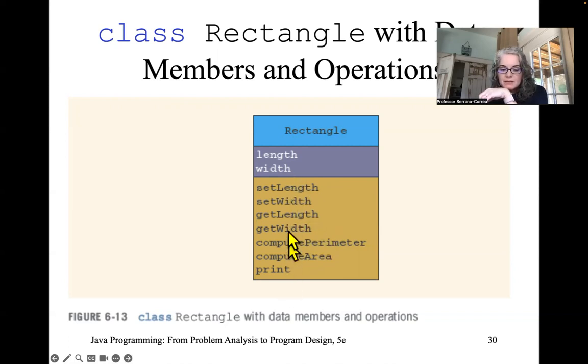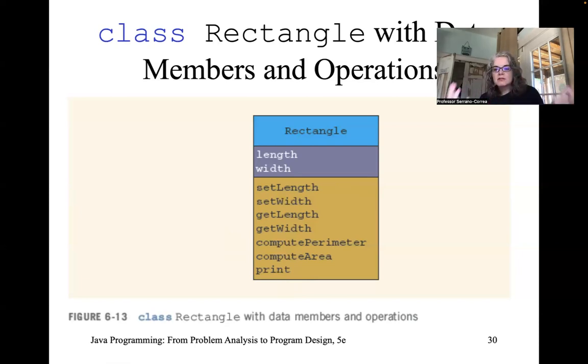These methods, where it says set length, so the user could then, they create a rectangle that's a 10 by 5, let's say, and if they wanted, they could change the length later. They could set the width to something different. They can get the length. Maybe you have a rectangle, you want to know, well, what length is this rectangle? So you get the length, get the width, compute the perimeter, compute the area, and print. These are going to be all created by you, the programmer.